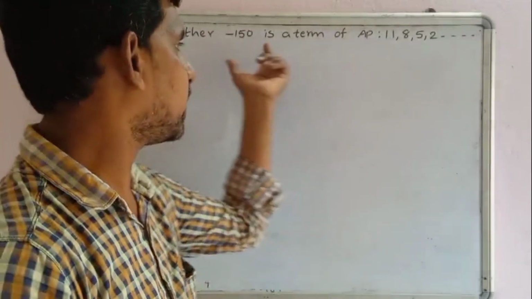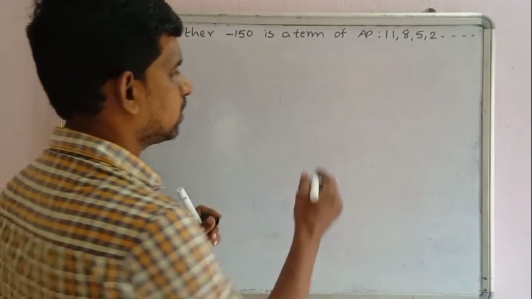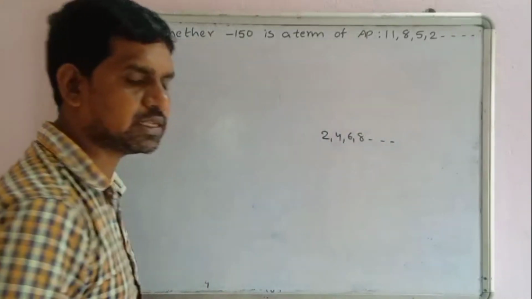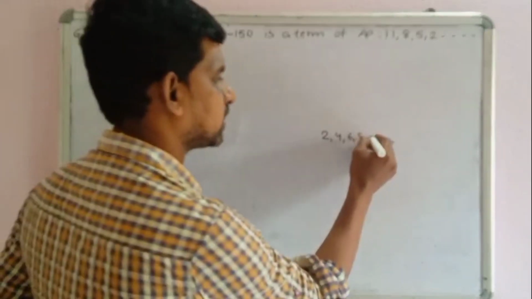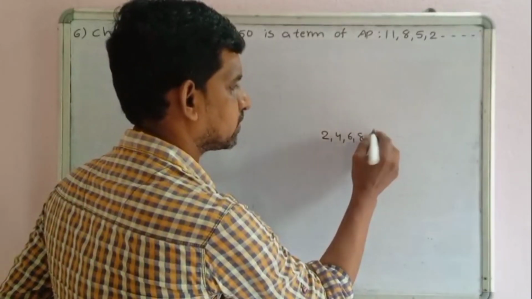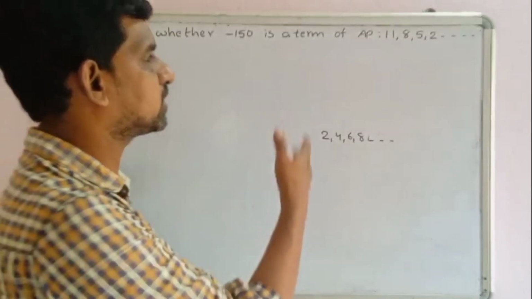ఈ సిరీస్ లో మైనస్ 150 అనే టర్మ్ ఉంటుందా ఉండదా? ఫర్ ఎగ్జాంపుల్ 2, 4, 6, 8 so on. ఈ సిరీస్ లో 12 ఉంటుందా? yes ఉంటుంది. సో నెక్స్ట్ టర్మ్ వాట్ 10, 12. In the same series 11 is there. 11 ఉంటుంది ఈ సిరీస్ లో. So it is not possible. Okay. So now we will check that one.